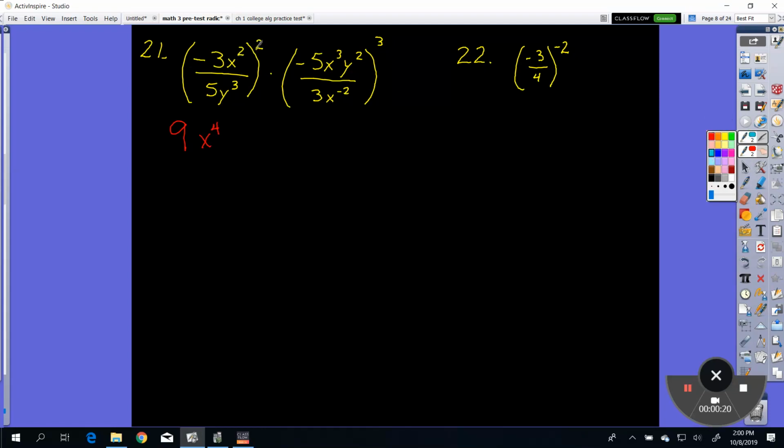Then we've got to do the bottom part. So this squared goes to everything. So 5 squared on the bottom is 25. And y cubed squared is y to the 6th. So that's just the first part.